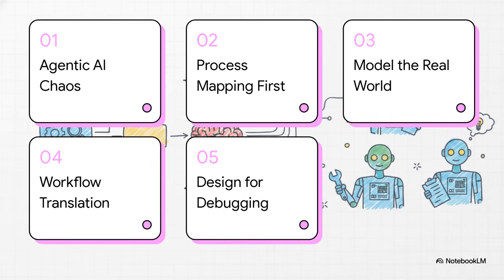To untangle all this, here is our agenda for today. We'll be looking at the Agentic AI chaos, why process mapping has to come first, how to model the real world, workflow to architecture translation, and finally, designing for debugging.